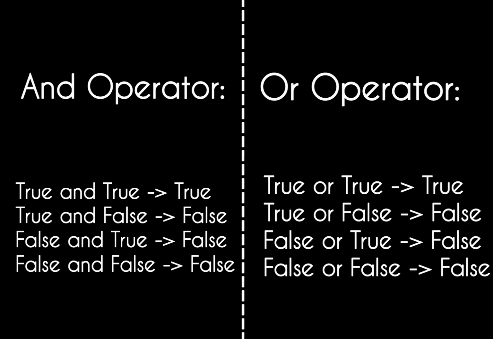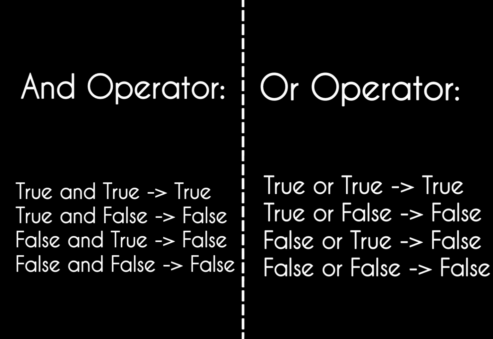If even a single value is false, then the AND operator will give the value as false. For example, if you have written true and true, then the output will be true. But if you have written true and false, then the value will be false. Or if you have written false and true, then the value will be false. And it is very simple that if you have written false and false, then it is obvious that the output will be false.